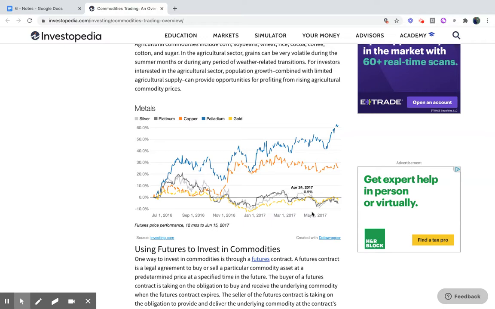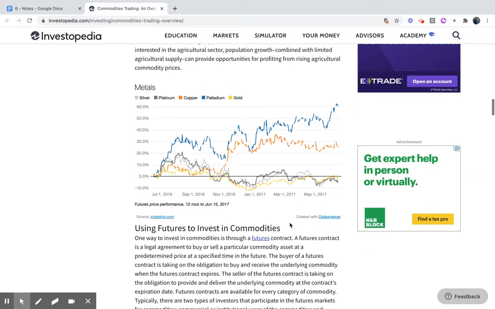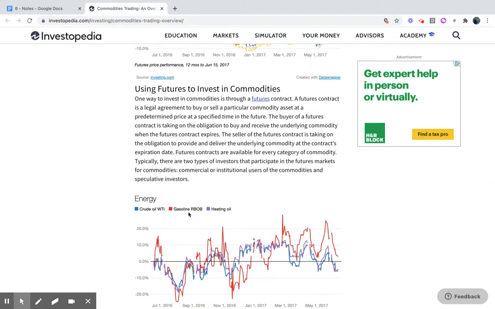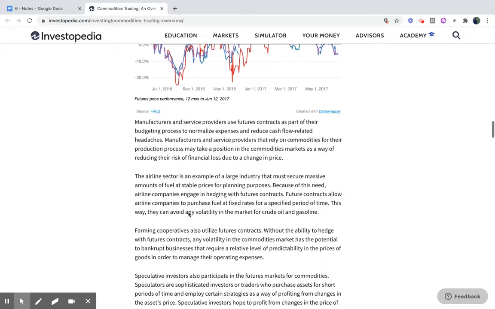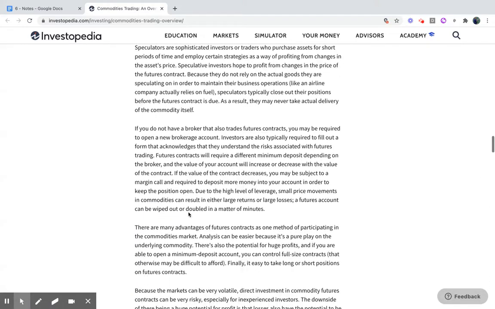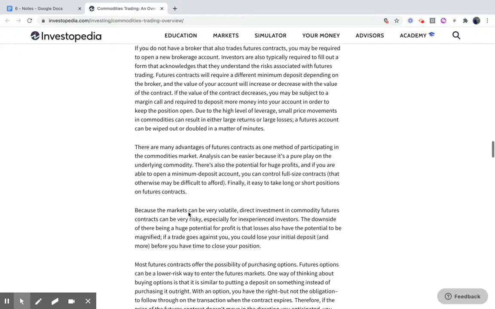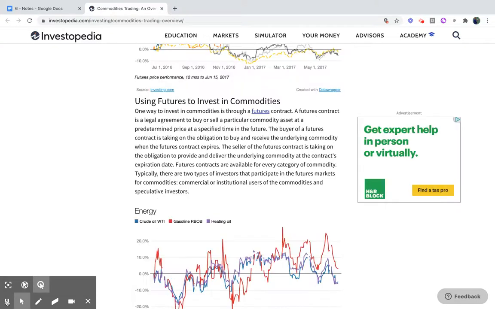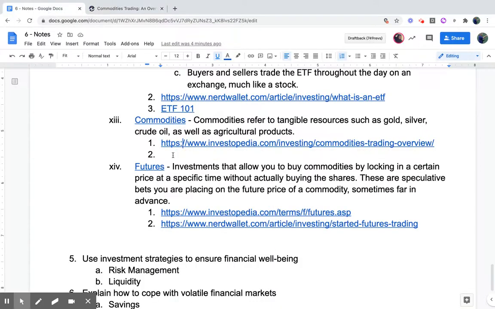So this is an older article about commodity prices, from 2017. This is a very old article. And here we have energy. Sorry, I kind of glanced over that, but this is what we were talking about with using futures to invest. So let's talk about those here at the same time.